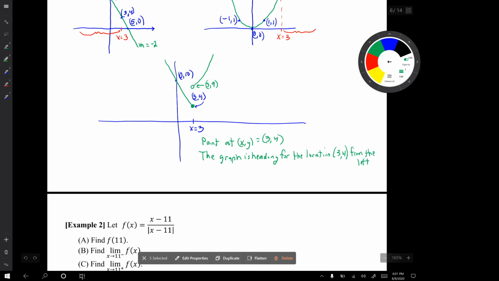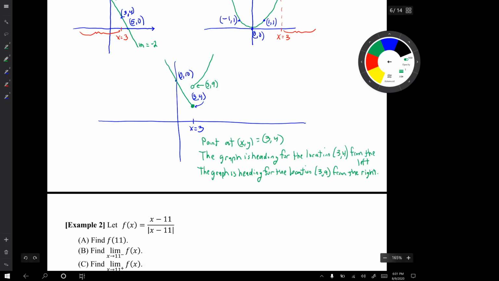And the graph is heading for this location (3, 9) from the right. So notice the limit does not exist when x equals 3, even though the y value does exist. When x equals 3, the y value is the number 4, but that's not the limit. The limit does not exist.